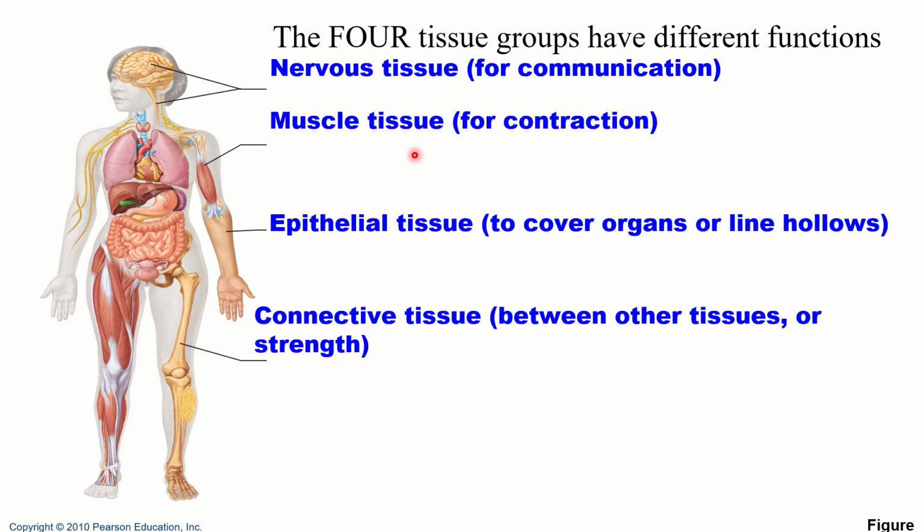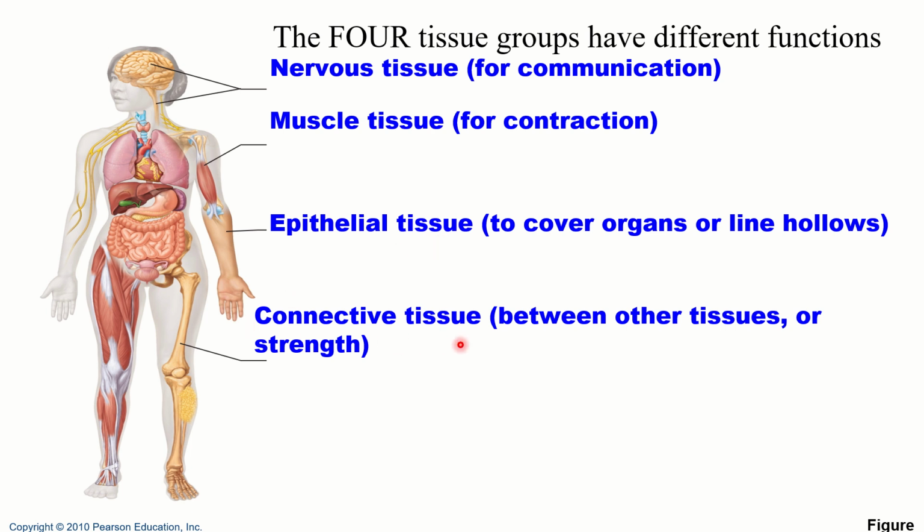Now you know that there are four types of tissues, and the first one is nervous tissue, which is responsible for communication. Then there is muscle tissue, which is for contraction. Then there is epithelial tissue, which covers organs or lines hollow areas. Epithelial tissues are present in our whole body. Our skin is made up of epithelial tissue.